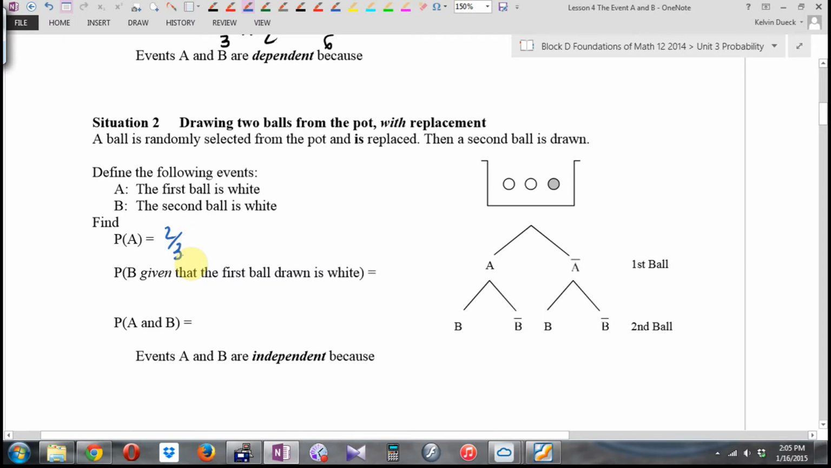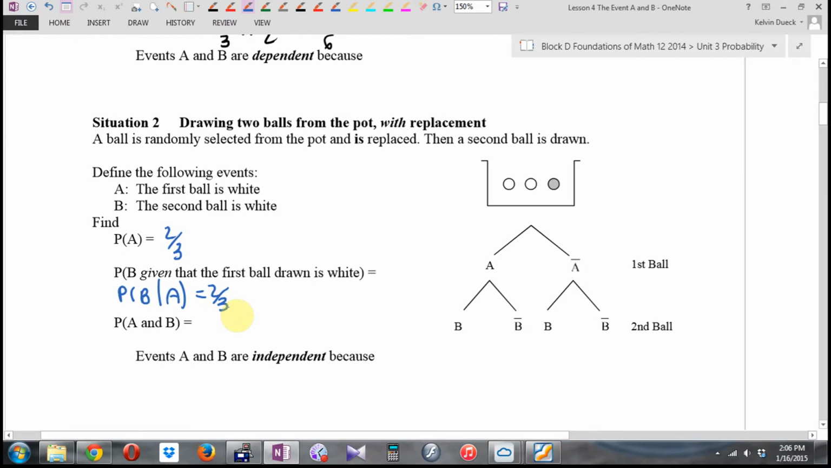So you get a white ball. Now you put it back in, Mac. You shake it up. What's the probability of getting a second white ball? You're right, I think. 2 out of 3. We would say this. The probability of B given A in this case is 2 out of 3. Then it says A and B. Pam, let's come back to that.